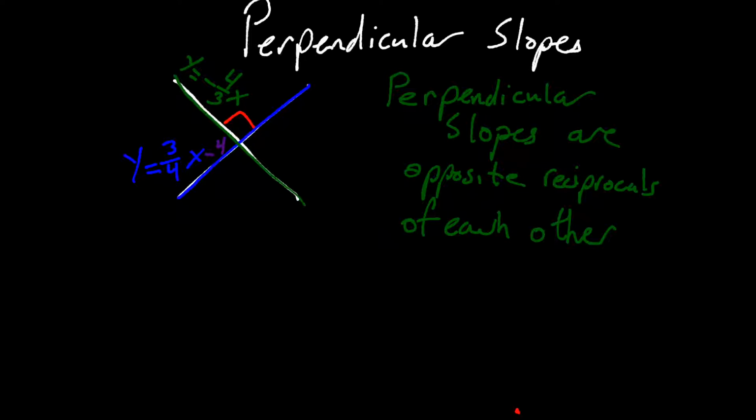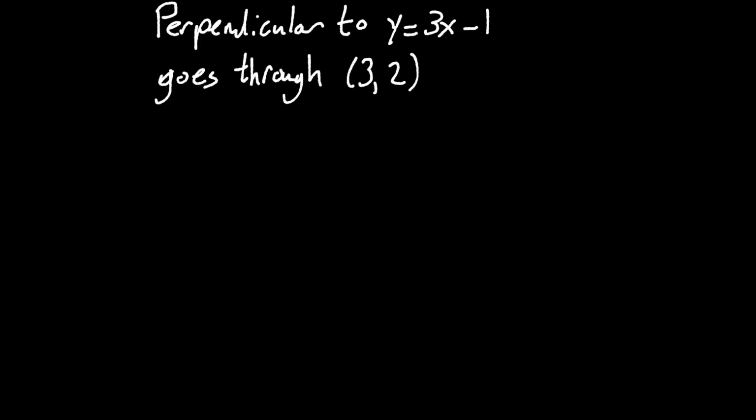Alright, so we've talked about parallel slopes, we've talked about perpendicular slopes. Let's try one more example with perpendicular slopes where we're trying to get the whole thing here. We're trying to figure out what our original equation is and what our new equation would be to give us two perpendicular lines. Let's take a look.